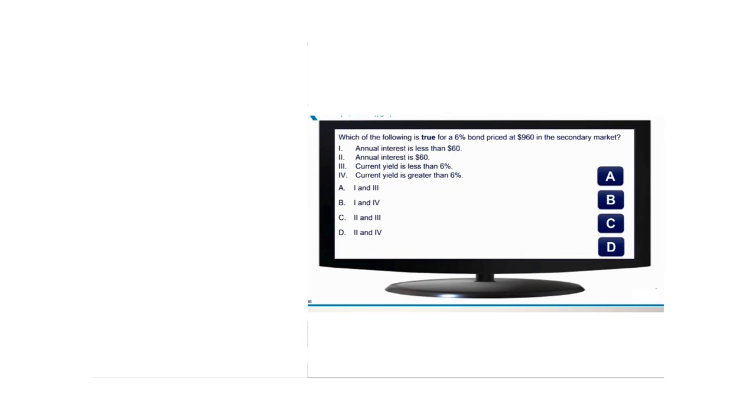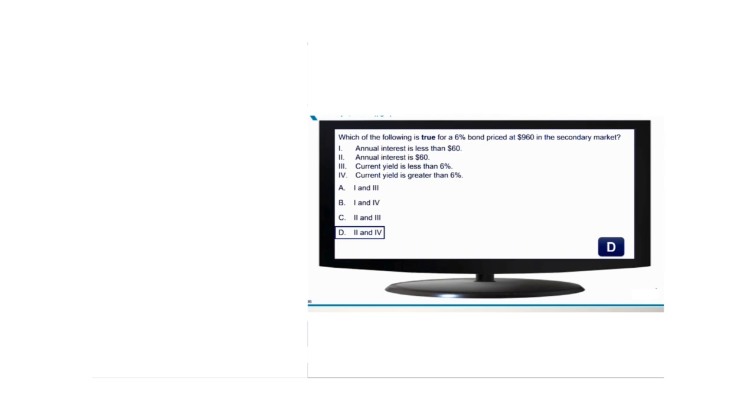The answer, everybody, drum roll please, is D. The correct answer is D. Options 2, which means that annual interest is $60, and option 4, which is that the current yield is greater than 6%. All right, our next sample question.